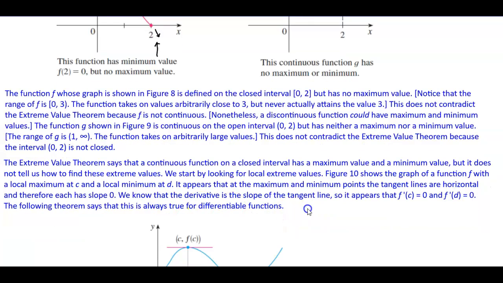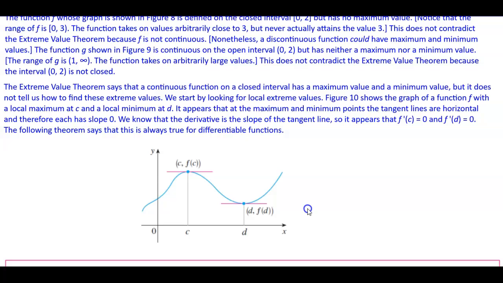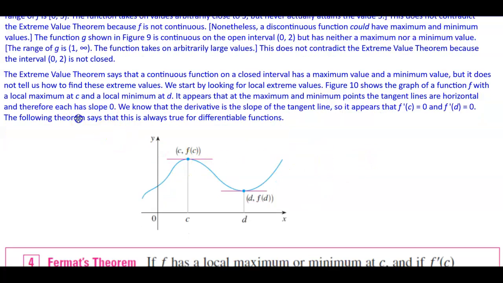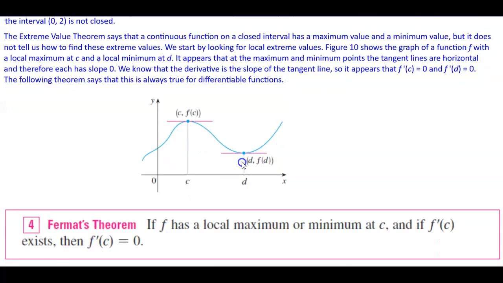We start by looking for local extreme values. Now in the figure below here, it shows the graph of a function f with a local maximum at c and a local minimum at d. So it appears that at the maximum and minimum points, the tangent lines are horizontal, and therefore each has a slope of 0. We know that the derivative is the slope of the tangent line. So it appears that f prime of c is equal to 0, and f prime of d is equal to 0. So the following theorem says that this is always true for differentiable functions.